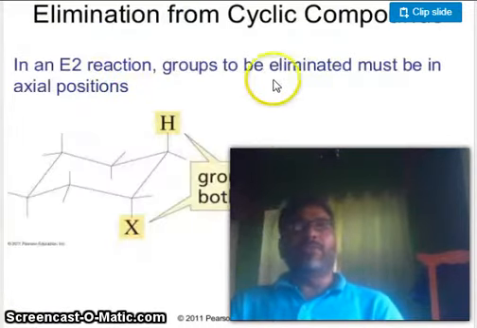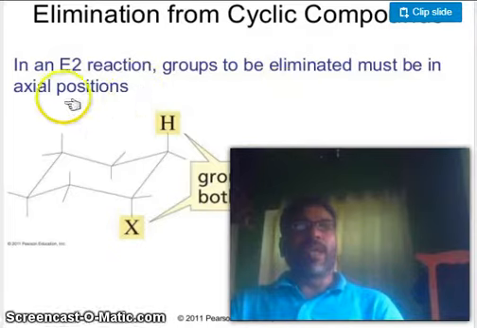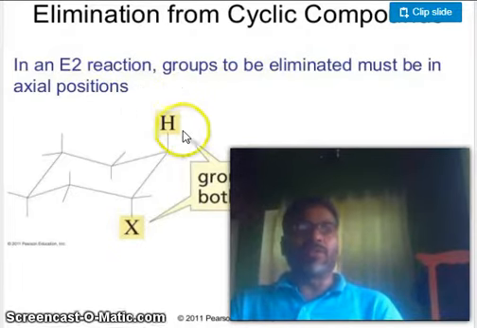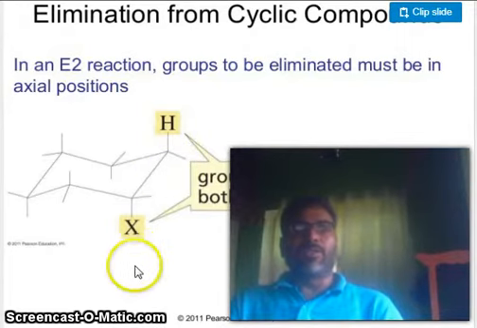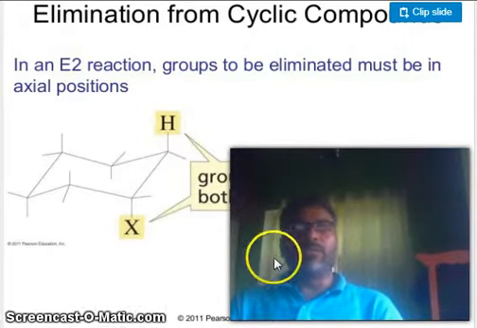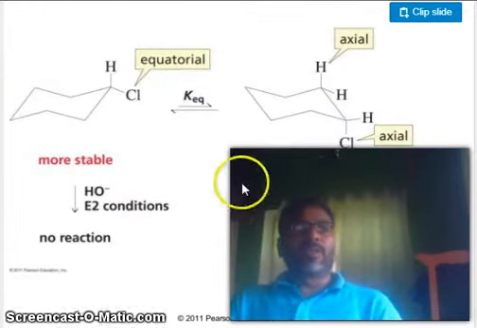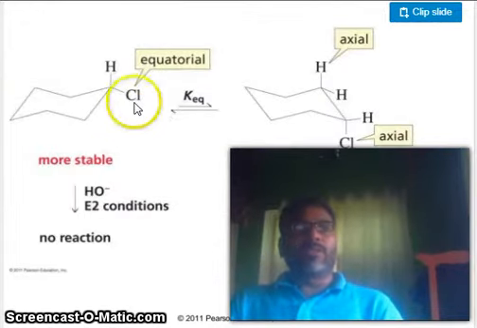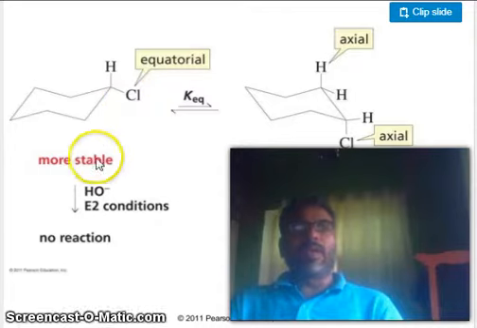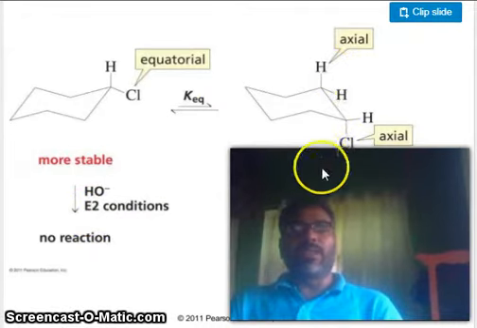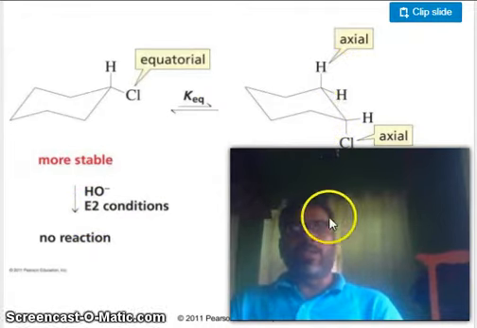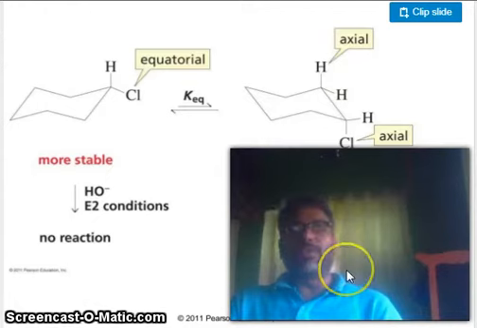Now friends, elimination from cyclic compounds. In an E2 reaction, the groups to be eliminated must both be in axial positions. This is the axial position. You see, this is equatorial and most stable, OH minus, E2 reaction, no reaction. This is axial and this is axial, less stable, OH minus, E2 reaction and formation of a double bond.